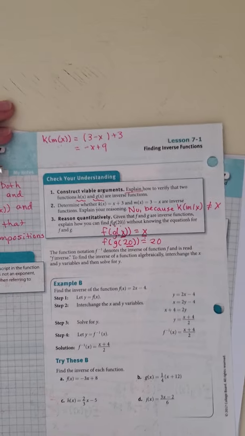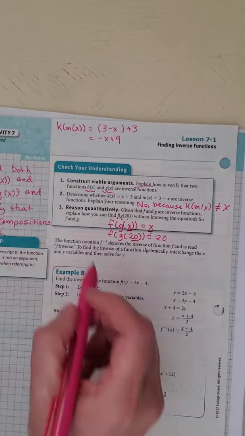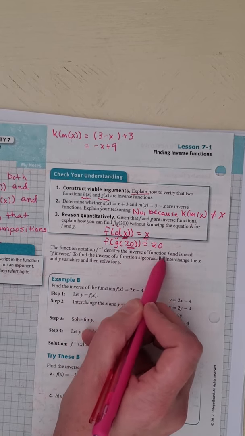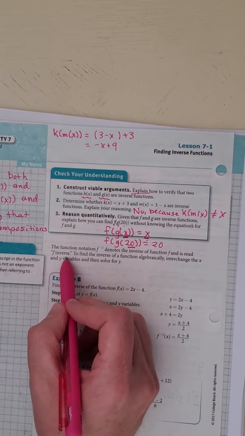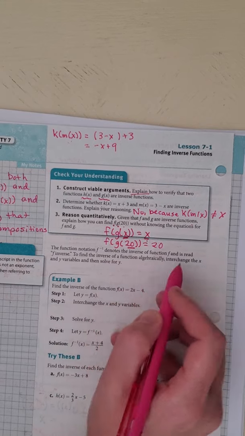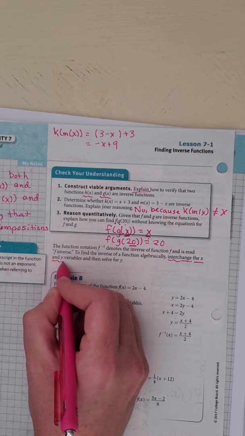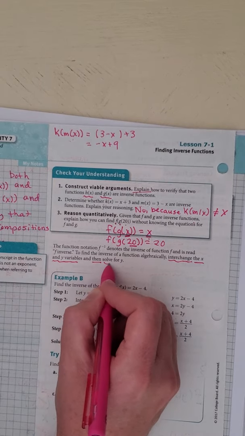All right, let's go on to example B. Oh, it says the function notation f inverse denotes the inverse of a function f and is read f inverse. To find the inverse of a function algebraically, you're going to interchange the x and y variables, then solve for y.